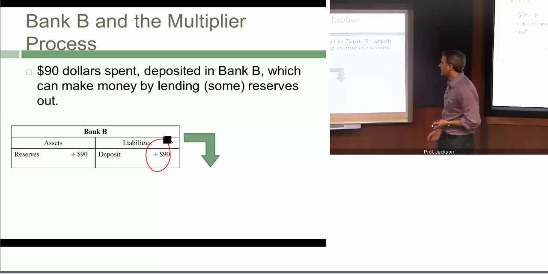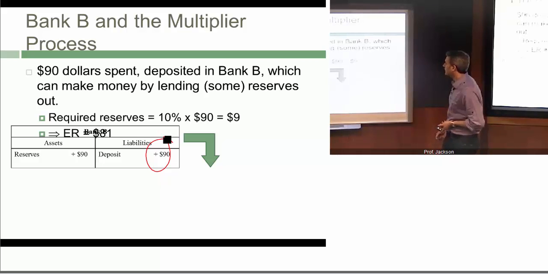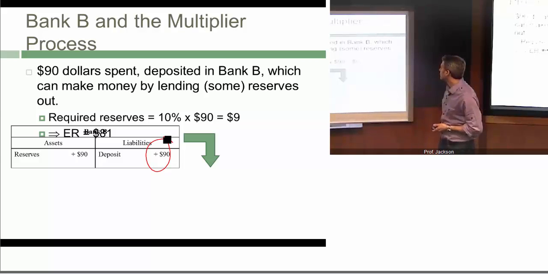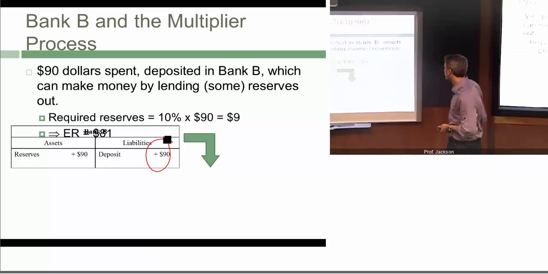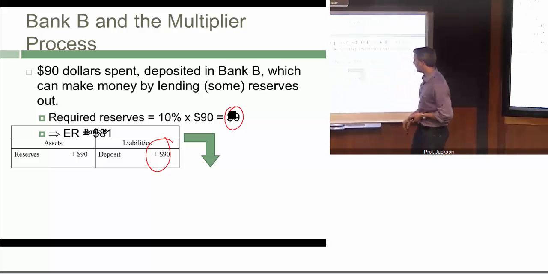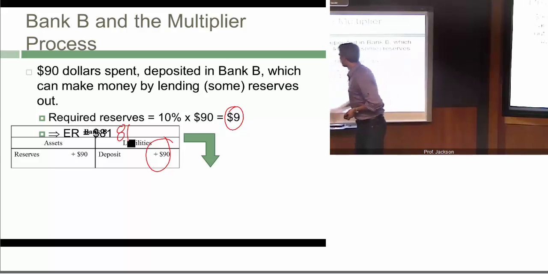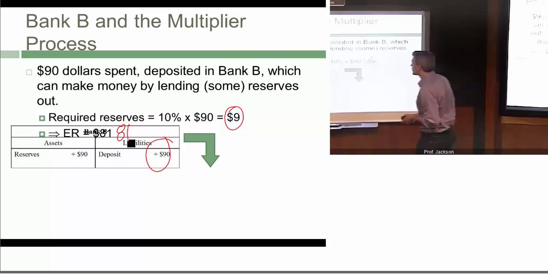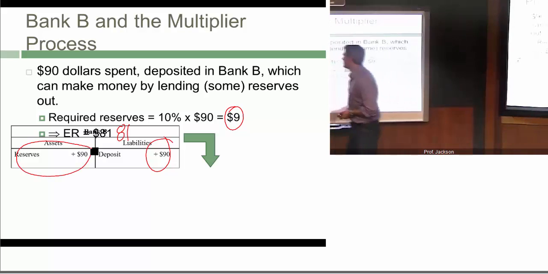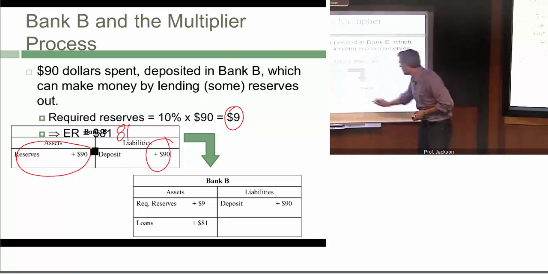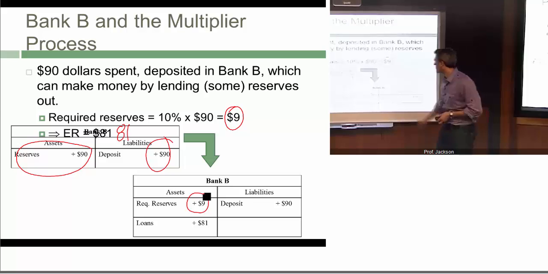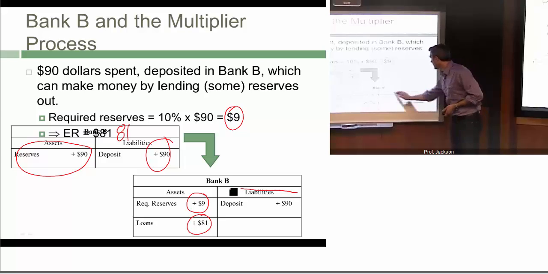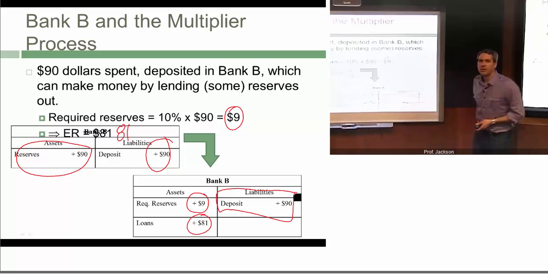Well, again, it doesn't want to sit on money that it doesn't have to. I apologize if this is misaligned, but it's going to hold 10% of its deposits of $90, which is $9. So its required reserves are $9. And the amount of excess reserves is $81, whatever's left over, okay? So again, it's going to transform its assets into the following. Bank B is going to hold $9 in required reserves, $81 in loans. It loans out that $81. Both of those things, again, are balanced by and backing this deposit of $90.